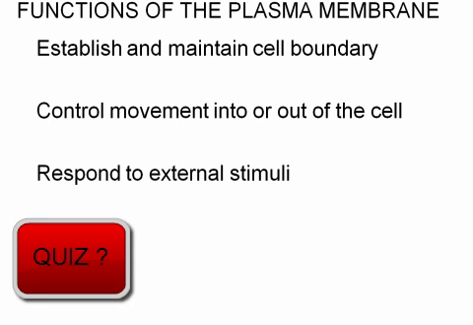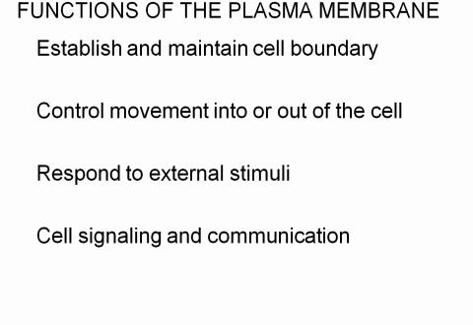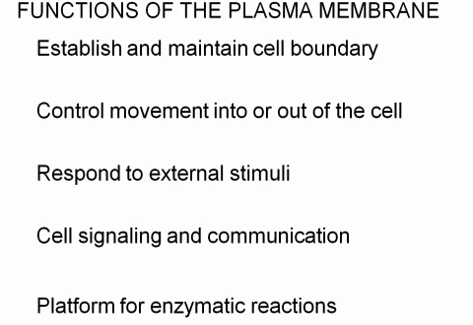The cell can interact with its environment because there are ways in which the plasma membrane can respond to external stimuli. It's very much involved in cell signaling and communication. So cells are actually able to communicate with one another. This involves some receptors on the plasma membrane. And also, in many cases, the plasma membrane is a platform for chemical reactions. The enzymes that control these reactions are right on the surface or in some cases embedded in the membrane.